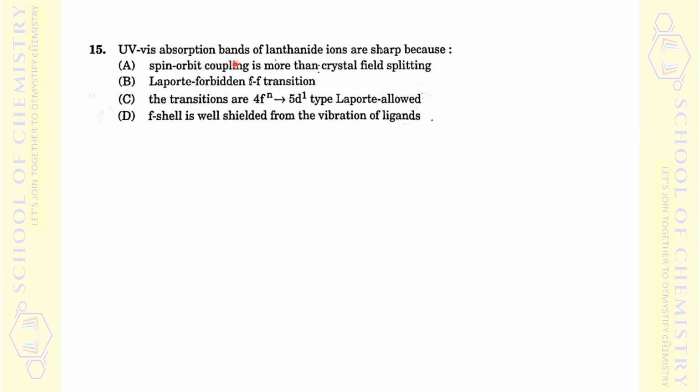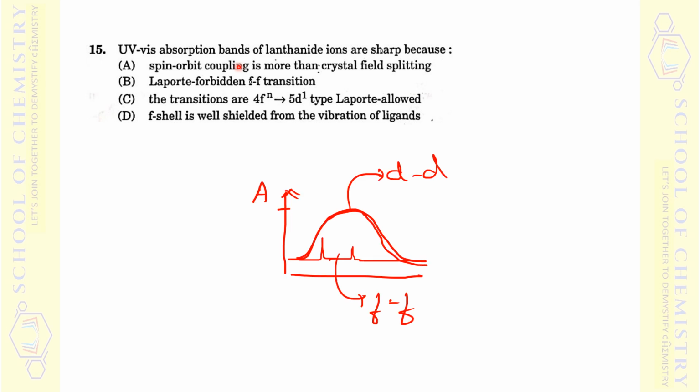UV visible absorption bands of lanthanide ions are sharp because of what particular reason? If we compare the UV visible absorption spectra of lanthanoids with our traditional d block species, in the case of d block we know that we usually get broad peaks, whereas in the case of lanthanoids it will be sharp like this. It's just a representation. So now they are asking why it is so.